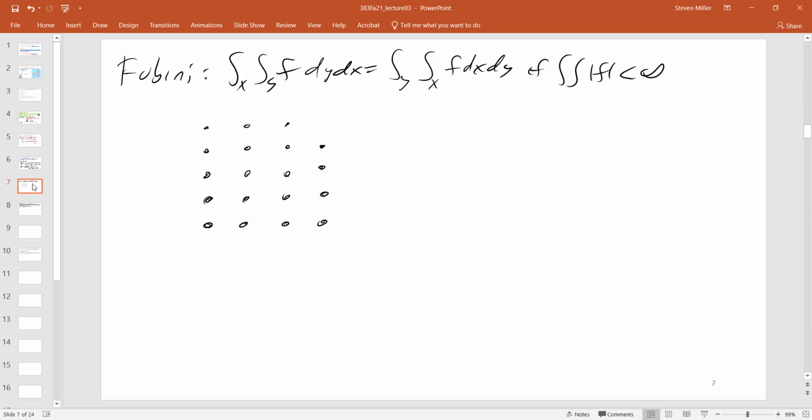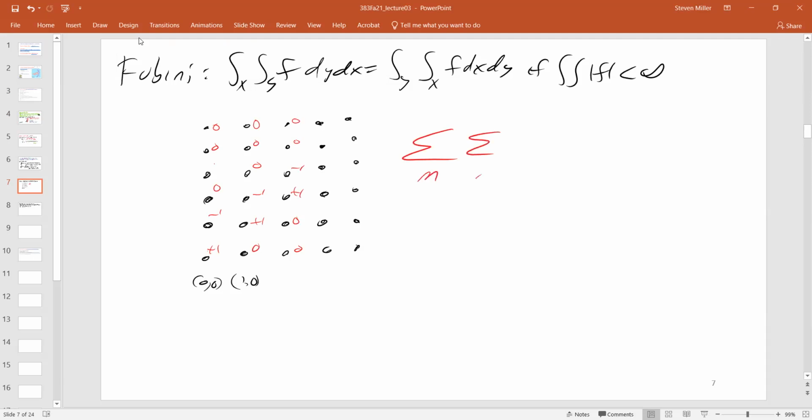And so I'm going to give you the value of my function, my sequence, at these points. Here's the point (0, 0), here's the point (1, 0), and so on. I'm going to define my sequence to be +1, -1, and then 0 for all eternity; 0, +1, -1, 0 for all eternity; 0, 0, +1, -1, and then 0 for all eternity. And I can look at the sum over m, sum over n of a_mn versus the sum over n, sum over m of a_mn. If I do the columns first, what does every column sum to?